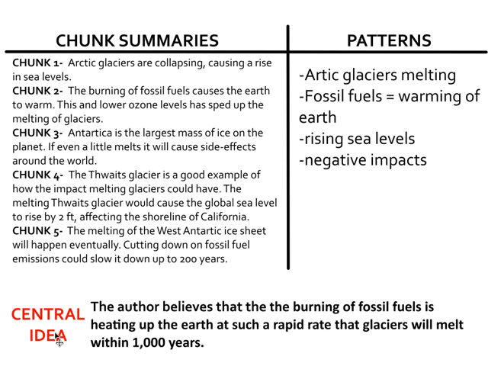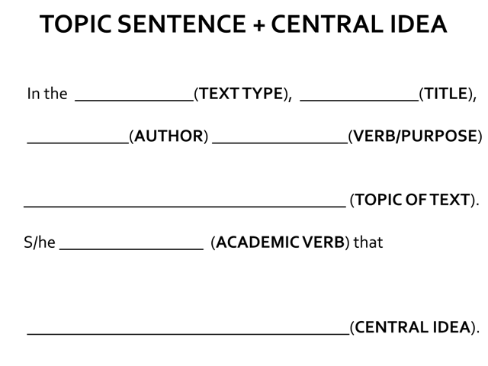So in this model, I'm going to be using the article that we worked with about the glaciers melting in the Arctic. So the central idea that we came up with was here: the author believes that the burning of fossil fuels is heating up the earth at such a rapid rate that glaciers will melt within 1,000 years. So remember that I'm also going to cross off the author believes that. So I just have my central idea here. Okay, so when I get started, my first 2 sentences of my summary are going to be my topic sentence, which includes the text type, the title of the text, the author, and the purpose, and then my central idea statement.